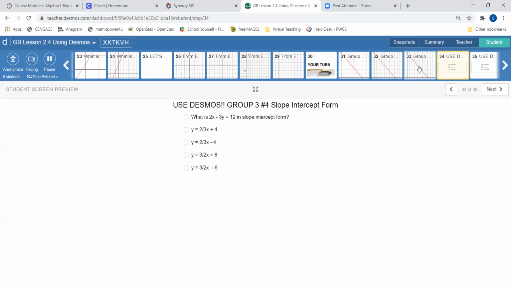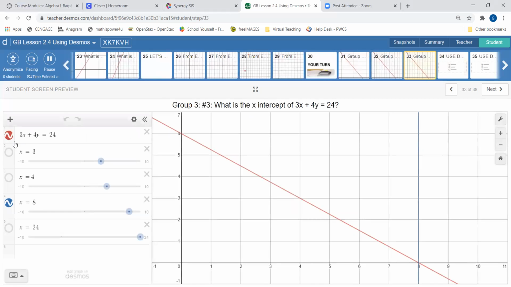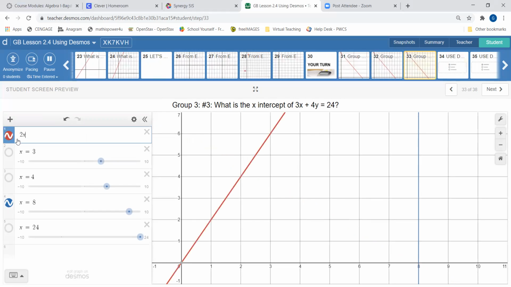If you wanted to, you could open up the Desmos app in a separate window, or you could actually just go back here and change these equations. You can type over the top of them if you want. You can put in whatever you like.